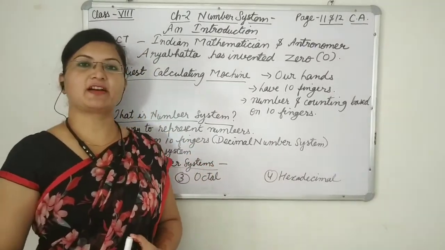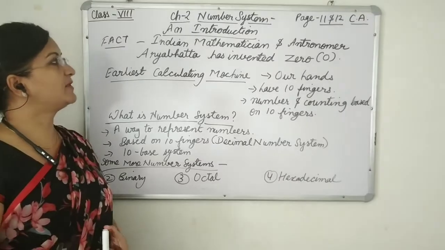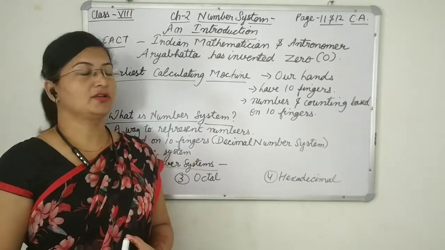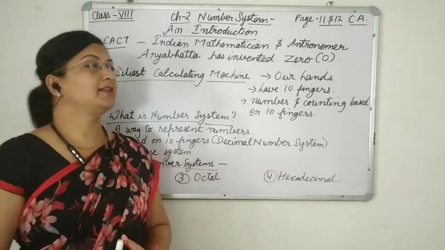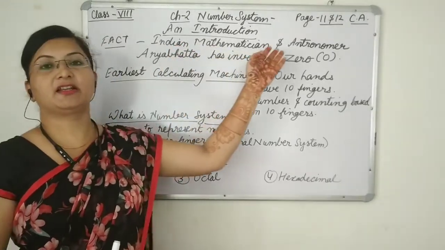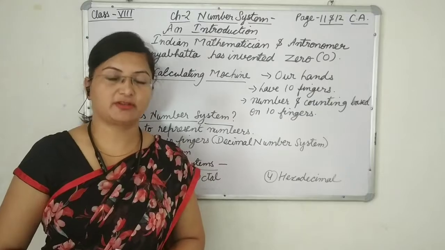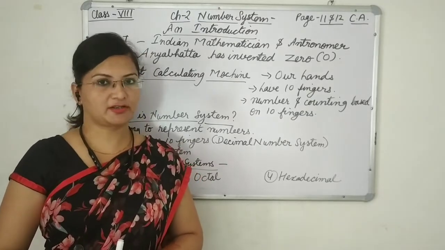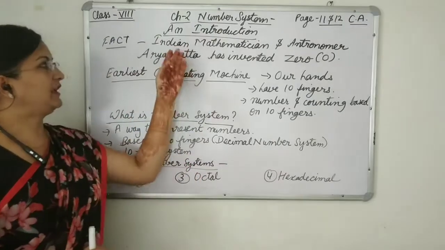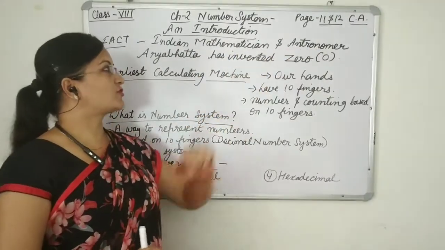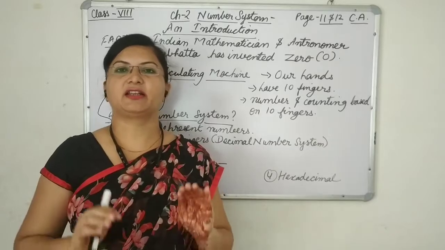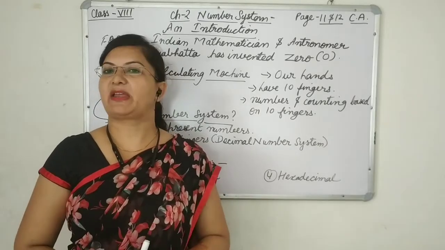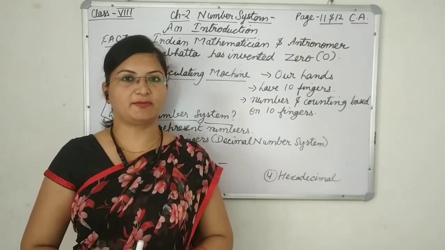Students, today we will start a new chapter, chapter 2, number systems and introduction. First of all, the fact related to the chapter is that the famous Indian mathematician and astronomer Aryabhatta, you might have heard his name. He is a very famous mathematician as well as astronomer, and he invented zero, and it completely changed the path of the number systems.